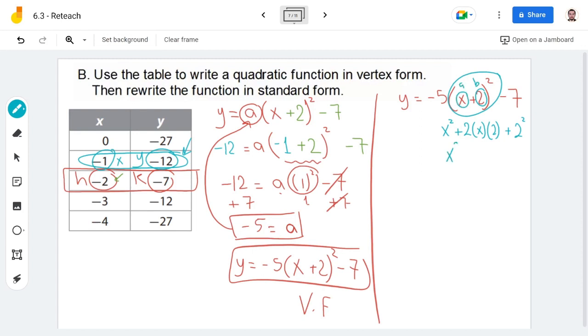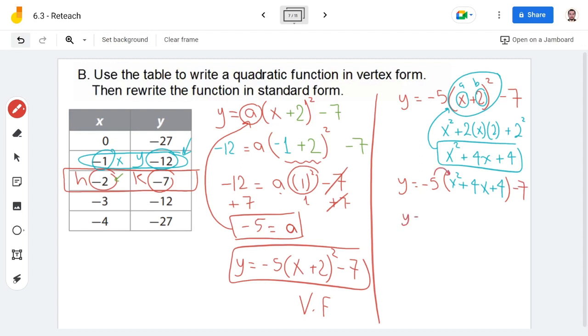So now simplify it. X squared plus 4x plus 4. Okay, so now let's put this one here. So it will be y equal negative 5, negative 5 times x squared plus 4x plus 4, minus 7. Don't forget the minus 7. Now use the distributive property.